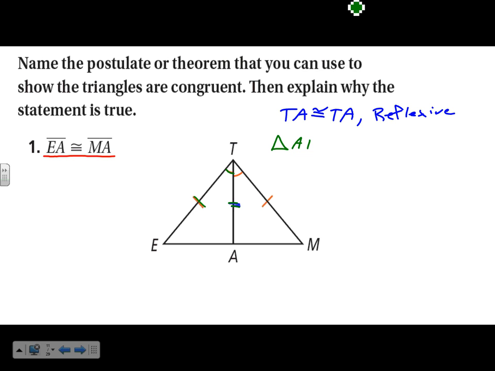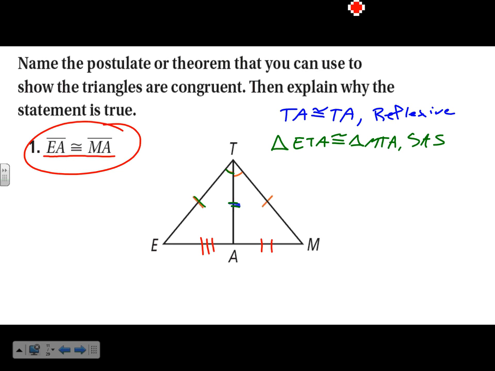So that means with side, angle, side, I know the triangle ETA is congruent to triangle MTA. And how do we know that? Well, I just said with side, angle, side. So now that we know that, now we know all the other corresponding parts have to be congruent, which is why we know EA has to be congruent to MA. EA is congruent to MA, and I know that because corresponding parts of congruent triangles are congruent, CPCTC.